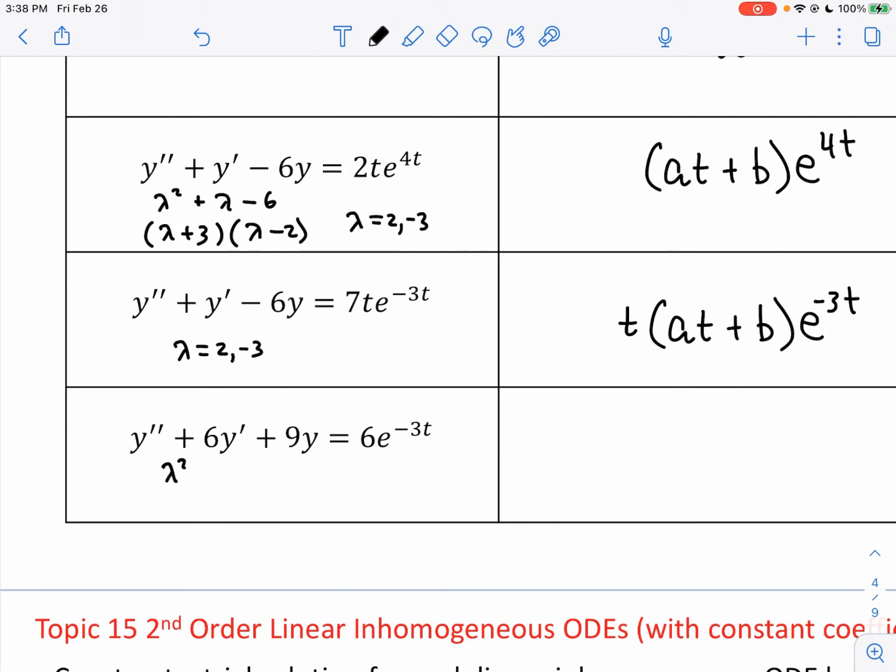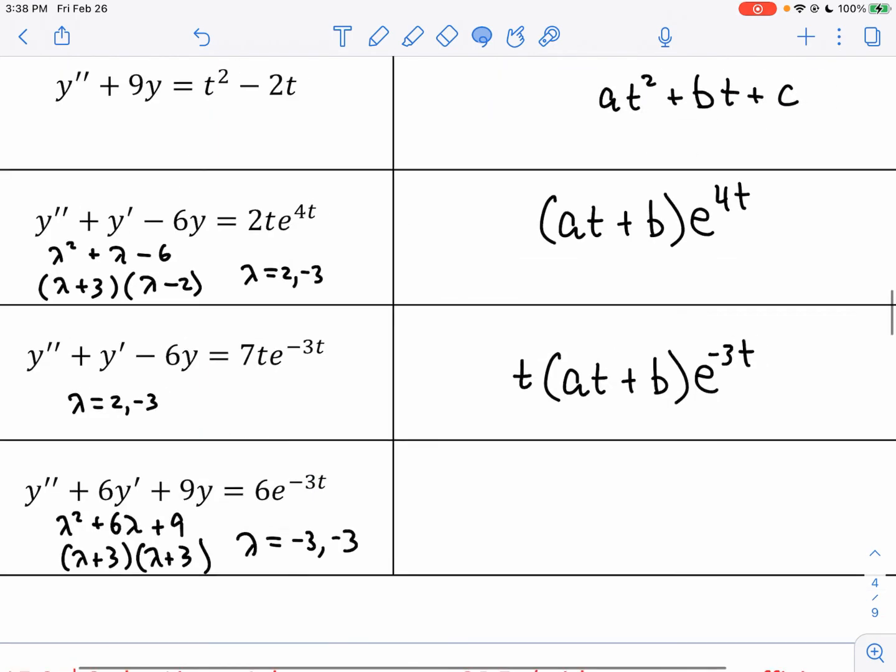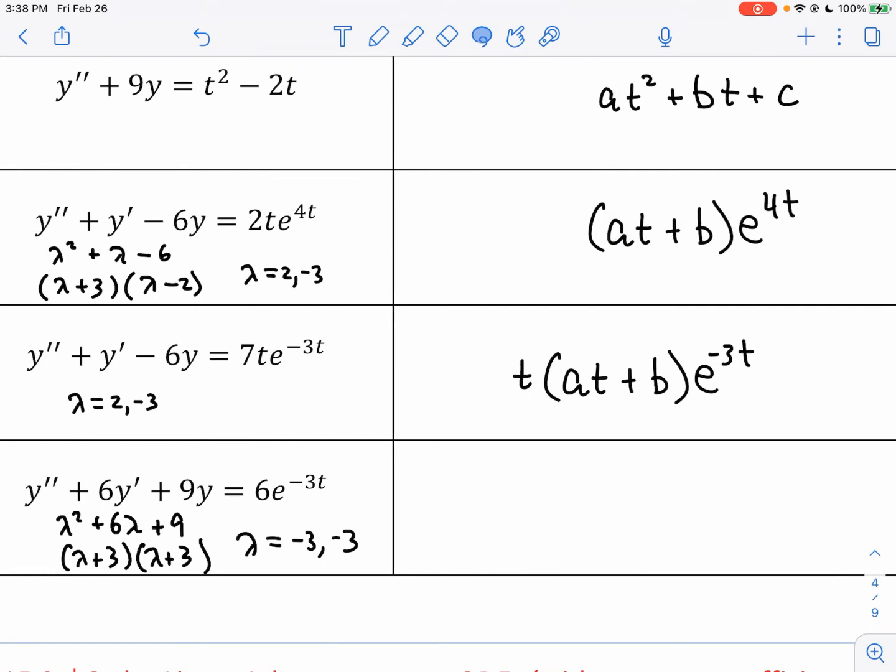So we have a lambda squared plus 6 lambda plus 9. That factors to lambda plus 3 times itself. So our lambdas are negative 3 and negative 3. And this time, our r matches both of them. Now, if this had been a 4 and not a negative 3, then it would have been this same answer. This would have been right here as well, if that were 4, because it would not have matched either of the lambdas. So you could go straight to this.